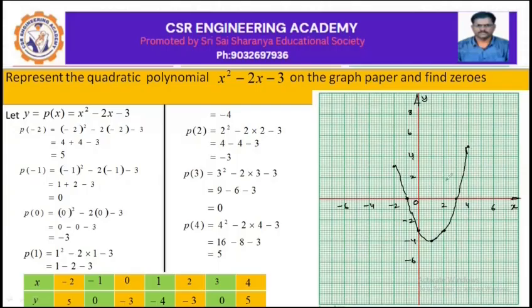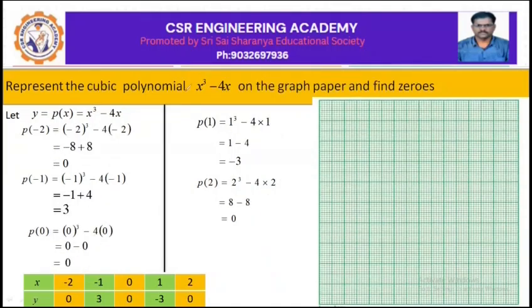So which is a quadratic polynomial? P of x is equal to x square minus 2x minus 3. Here the curve intersects the x-axis at 2 points, at x is equal to minus 1 and at x is equal to 3. At x is equal to minus 1, the value of the polynomial is 0. At x is equal to 3, the value of the polynomial is 0. So therefore, the zeros of the given quadratic polynomial are minus 1 and 3.